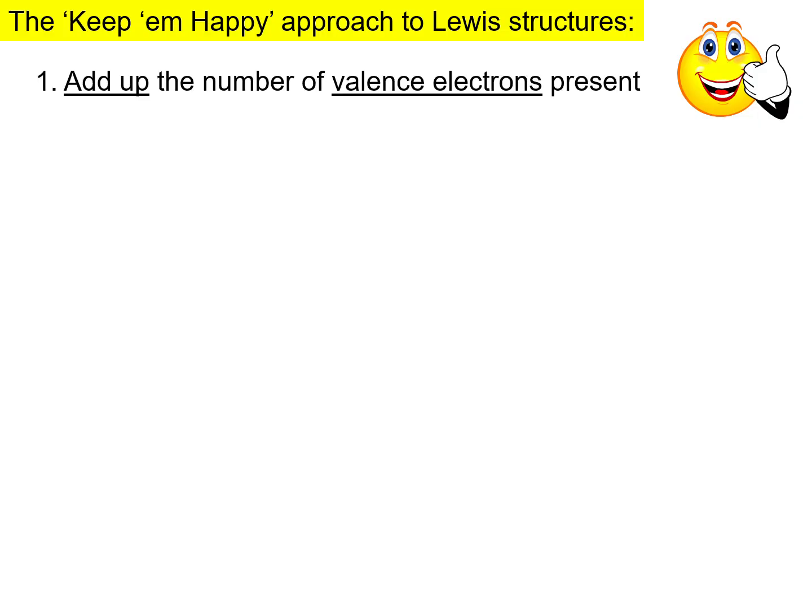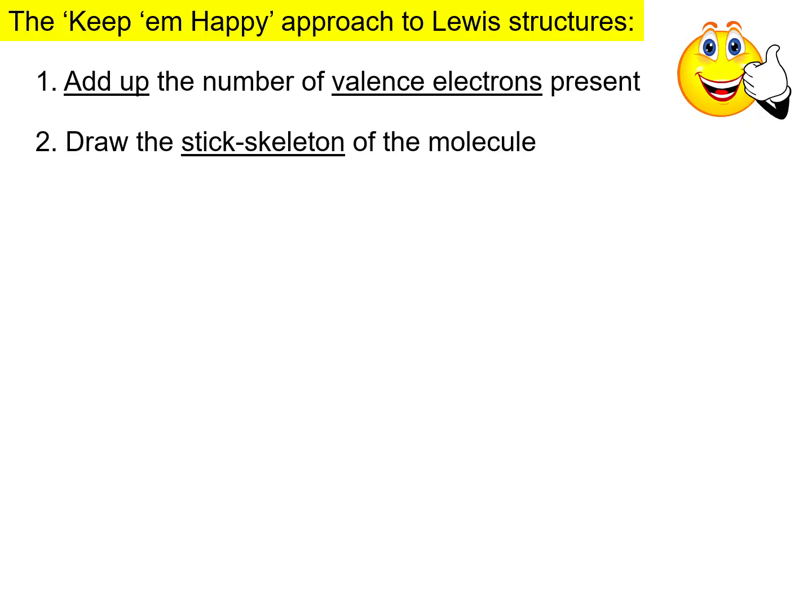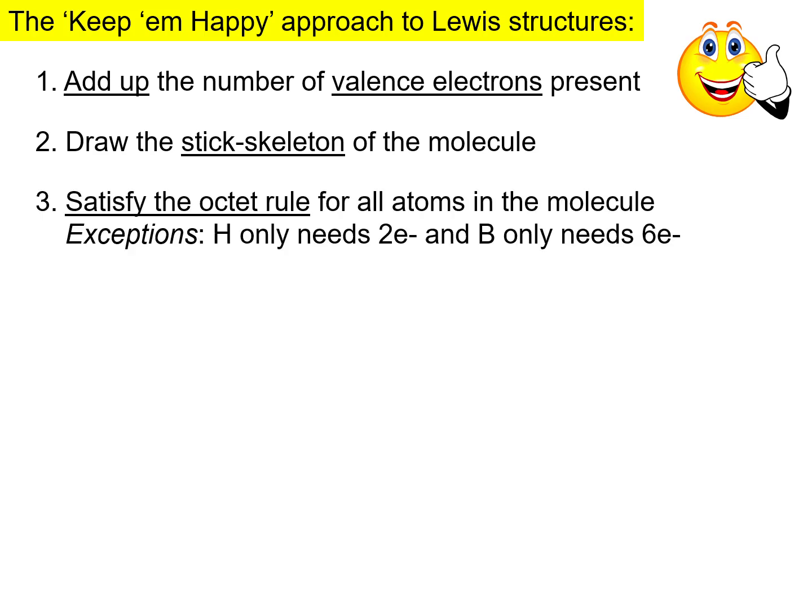So in the first step, just like with the simple Lewis structures, we're going to add up the number of valence electrons that are present in the molecule. So make sure that we have the right number in our structure. And then we're going to draw a stick skeleton of the molecule. That's where you're going to take the central atom and just stick all the other atoms to it. Don't daisy chain your atoms together.